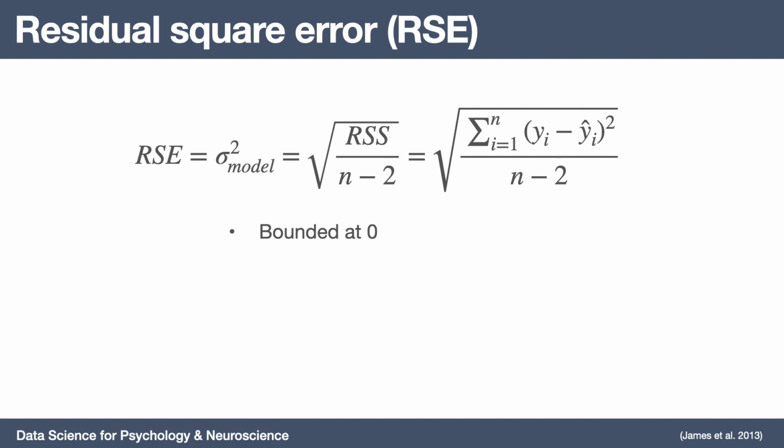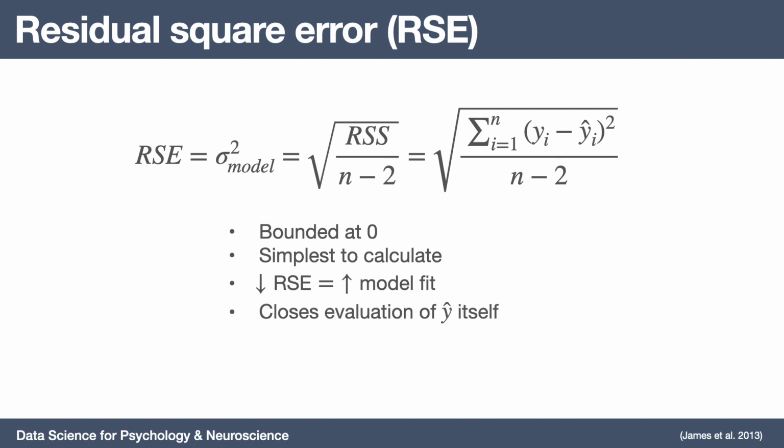0 is the goal you always want to try to hit with RSE. You never really hit it, but at least you know you have this lower bound. It is the easiest to calculate. It's just the sum of your observed minus your predictions squared, with the degrees of freedom term. The lower the RSE, the greater the model fit. And it is the closest evaluation of y hat itself. So it is the most cleanly linked error estimate to y hat itself, your prediction itself.